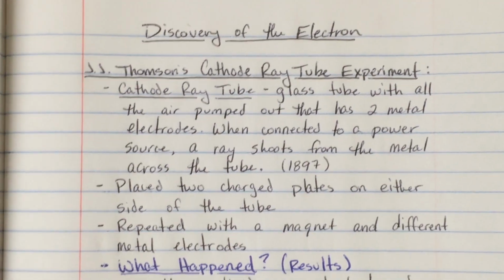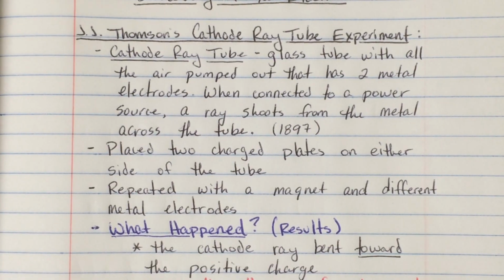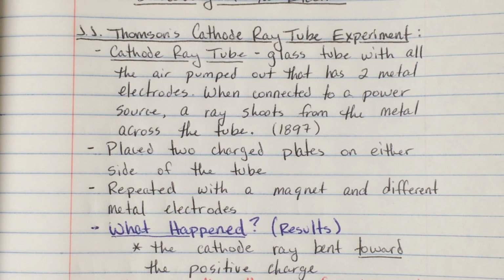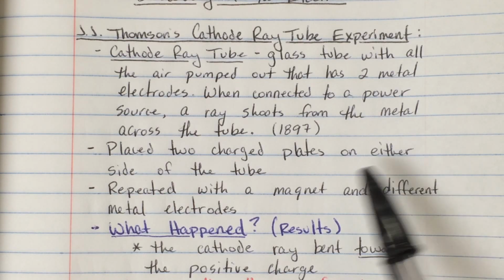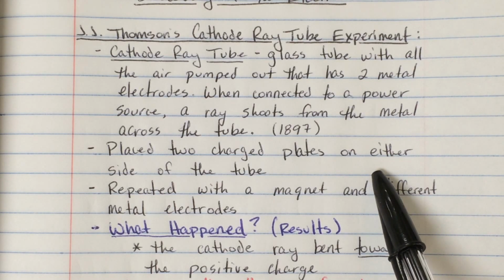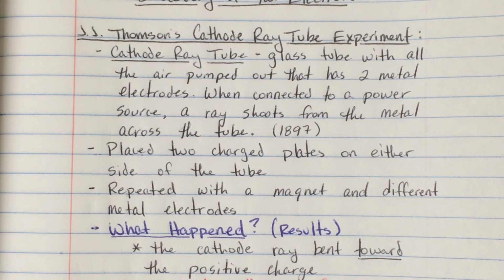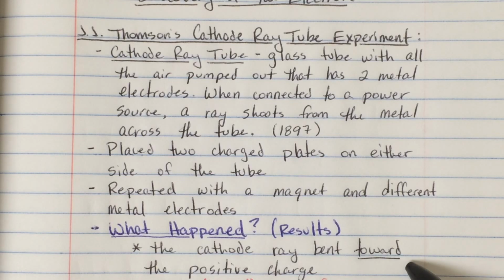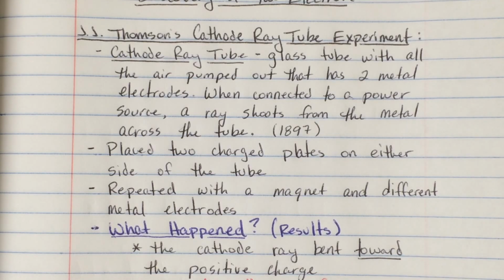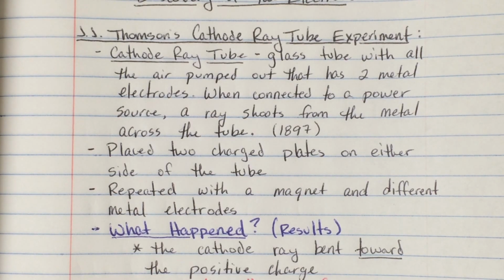Okay, so what does J.J. Thomson actually do with this? J.J. Thomson gets interested in this cathode ray and is wondering what it's made of, and wonders if it might be made of electrically charged particles. So he takes a couple of charged plates and puts them on either side of the tube. Then he repeats this with a magnet, and he even changes the metal that the electrodes are made out of. And when he does this, he finds that the cathode ray actually bends toward the positive charge.